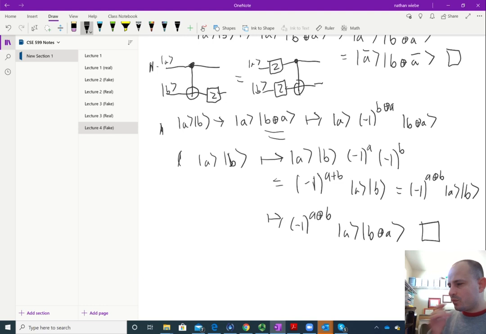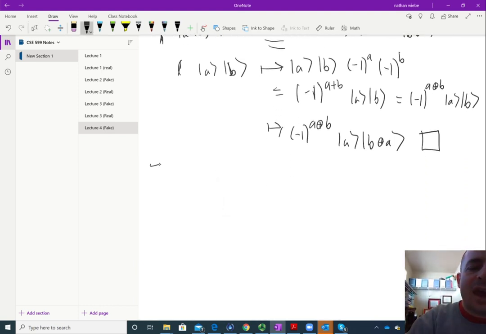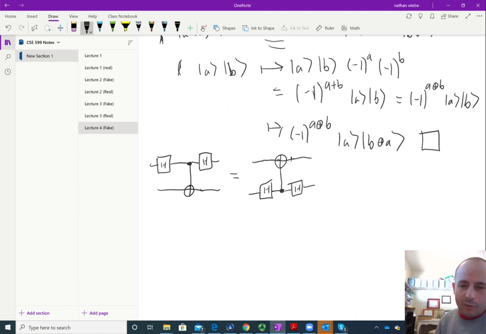So now let's go through a little bit more of a complicated example. Another neat one involves how Hadamard gates transform controlled NOT operations. So if we have a controlled NOT operation like this, it turns out to be equivalent to the following. So you can use Hadamard gates to flip the direction of a controlled NOT operation.